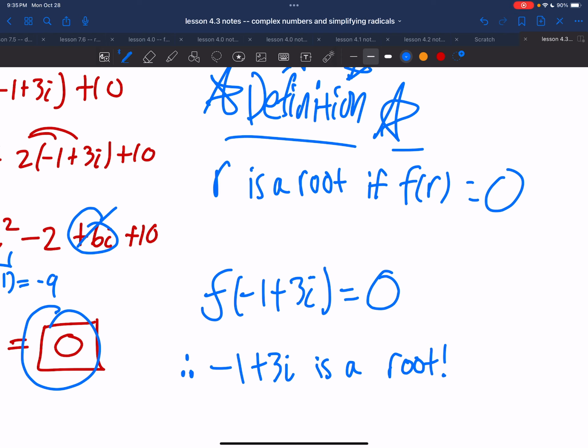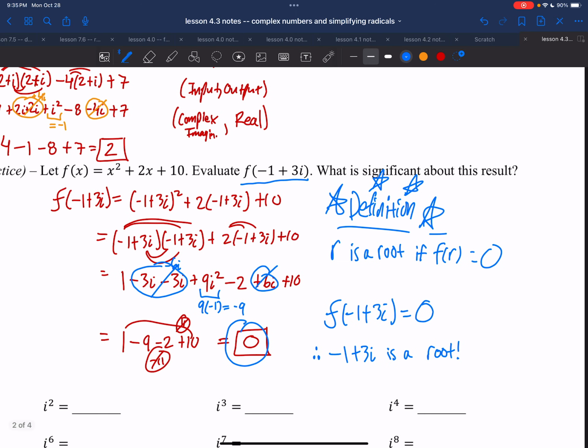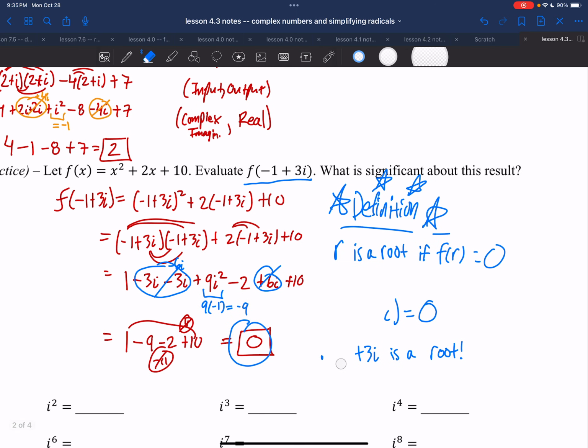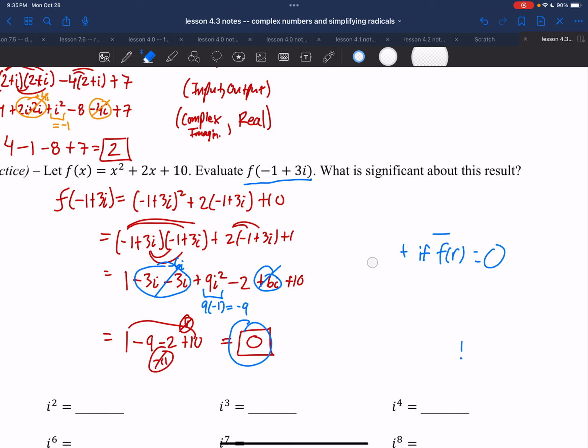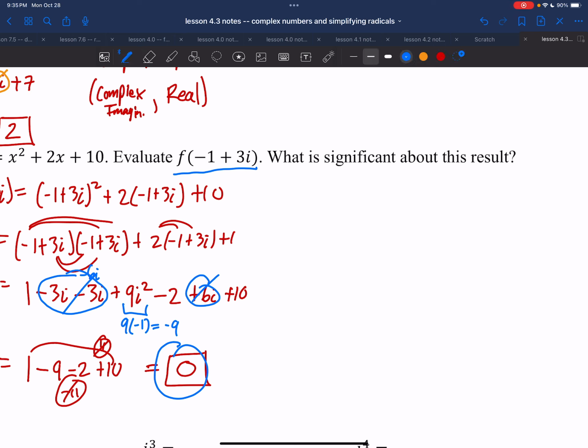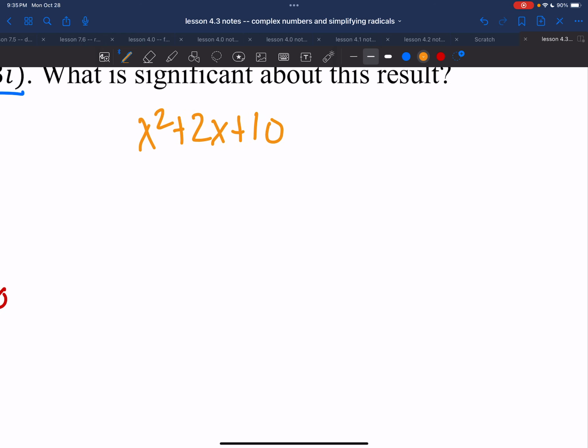What is a root again? It's what makes a function equal to 0. But graphically, what does it look like? I'm going to erase some of this just for some sketching space. You don't have to draw this, but I want you to look at that again: x squared plus 2x plus 10. If you've covered lesson 4.2, then you know how to complete the square, right? So let's complete the square on this.